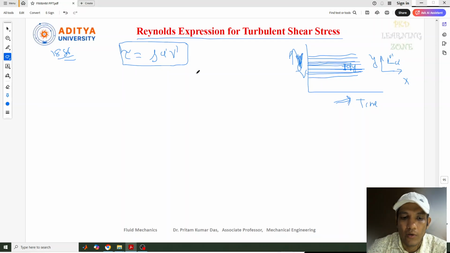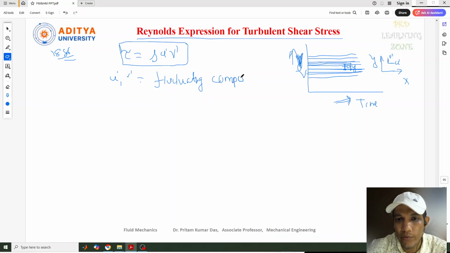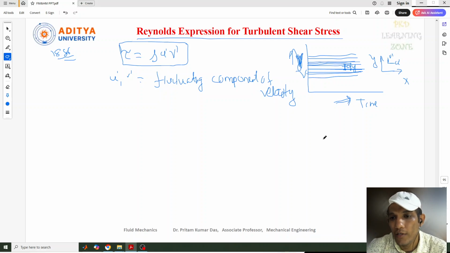Now, as I told, u dash and v dash are the fluctuating components of velocity, you can say. Why it is fluctuating, I'll tell you. It is fluctuating because when you're talking about turbulent flow, the fluid will be very fast, the velocity of the fluid will be very fast. So the fluctuation also we can give.